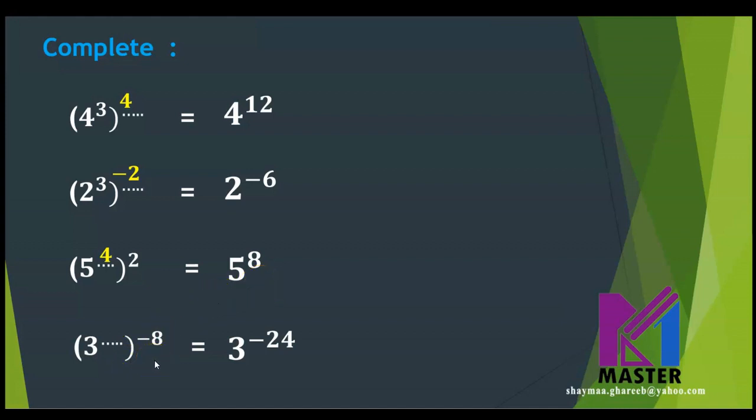Let's look at the last example. 3 to the power of what, power negative 8, equals 3 to the power of negative 24. So what number, when you multiply it by negative 8, gives you negative 24? Of course, number 3. So 3 to the power of 3, to the power of negative 8, gives 3 to the power of negative 24. It's a very easy lesson. I want you to know the rule well.